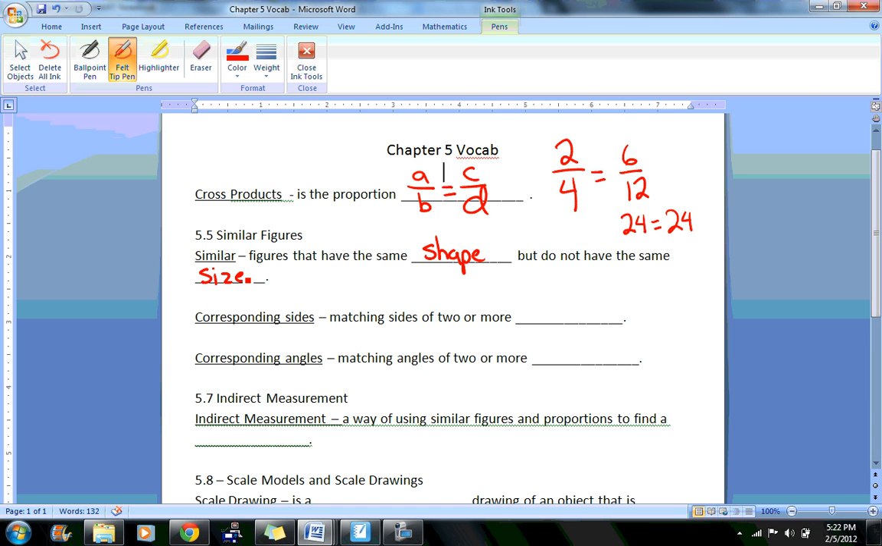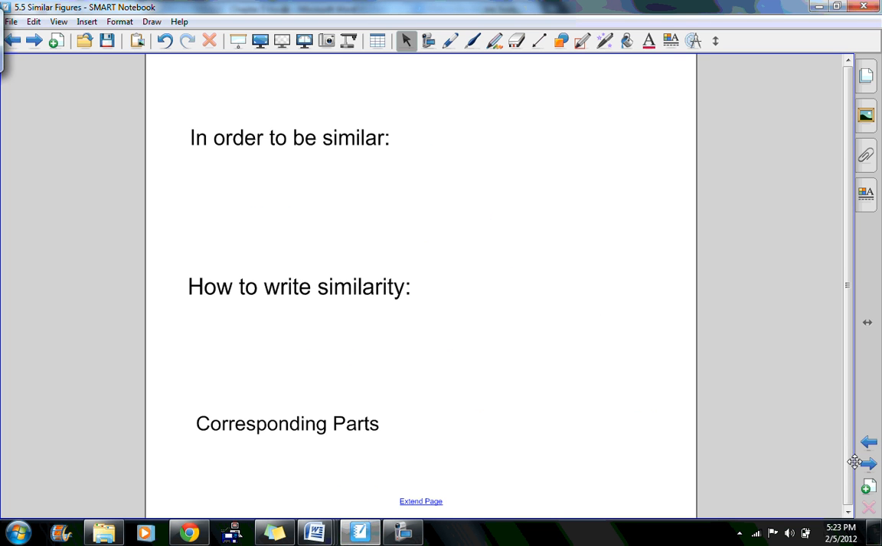And corresponding sides are going to be matching sides of 2 or more figures, meaning like the top side on my smartboard is the top side on my computer, and corresponding angles are going to be matching angles of 2 or more figures. So like the top left angle of my smartboard and the top left angle of my computer screen have to match up. Meaning these two things right here, corresponding angles and sides, mean that we have to make sure that the shapes are drawn the same. Okay, so let's see what that starts to look like when we work through some problems.